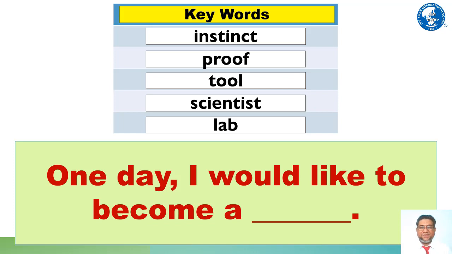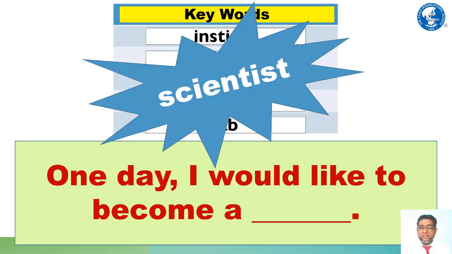Five seconds. 5, 4, 3, 2, 1. Whiteboards up. Did you write the word scientist? You are correct. One day, I would like to become a scientist. Do you want to be a scientist? Have you made up your mind? What do you want to do when you grow up?